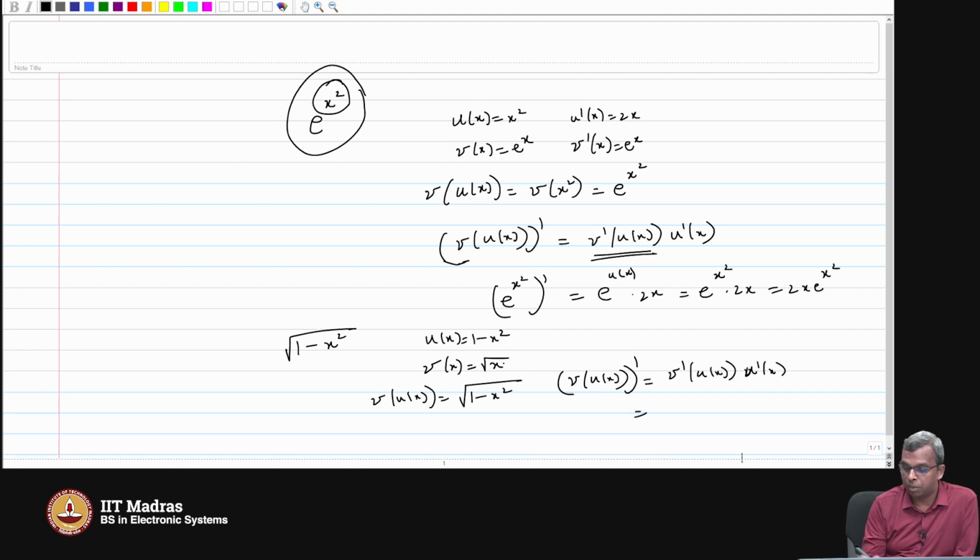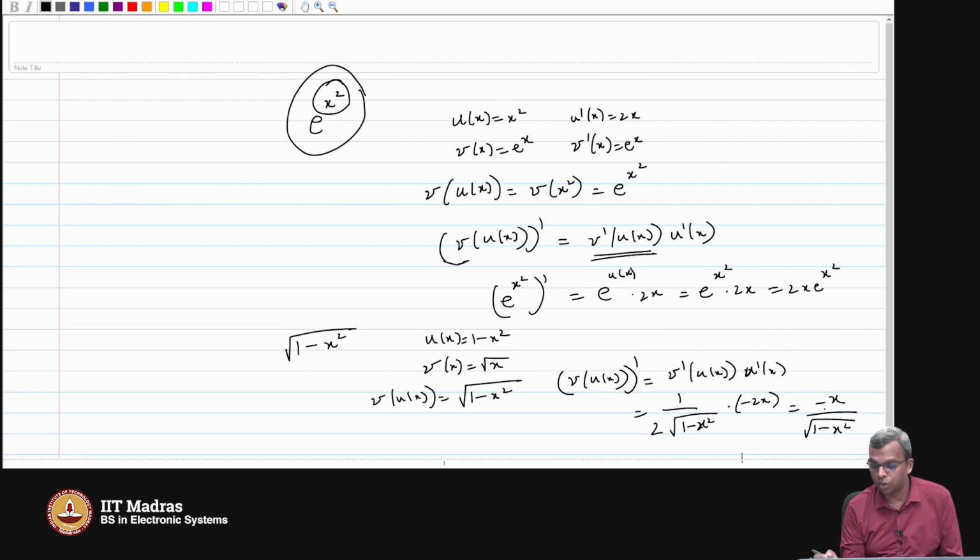So now what is v prime of x? It's 1 by 2 root x, but instead of x I have to put u of x, so it's x squared, times u prime of x, which is minus 2x. Okay, so you see quickly that this is minus x, 2 and 2 will cancel, by square root of 1 minus x squared. So this is a familiar composition rule for differentiation, to give you a couple of simple examples.